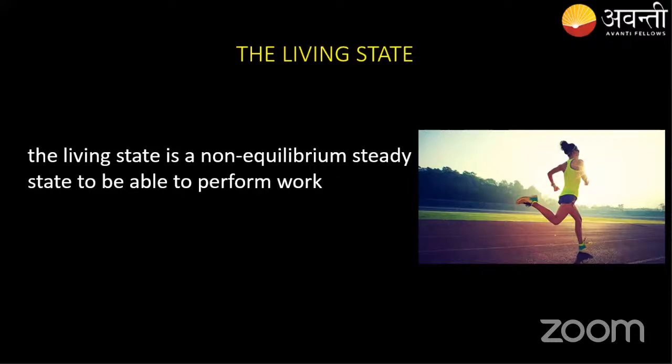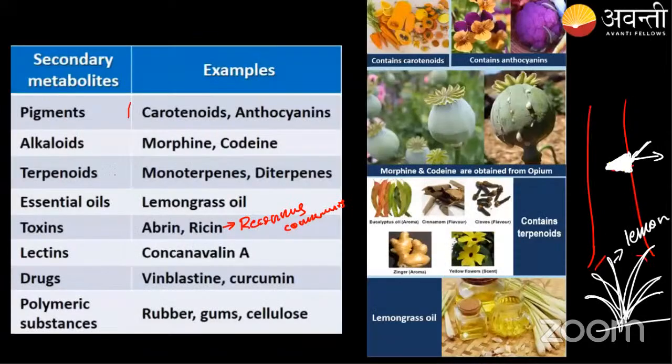So that's why we mention that this is the living state, and these are the metabolites and metabolic things. Remember this particular chart which is given in the textbook, because last time, I don't remember which exam, they asked what concanavalin A belongs to. The options were something like lectins, alkaloids, and so on.